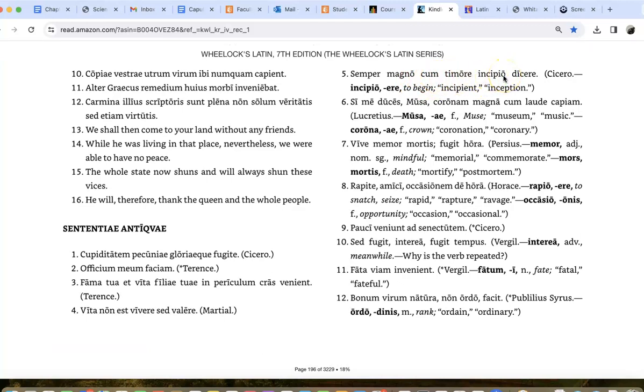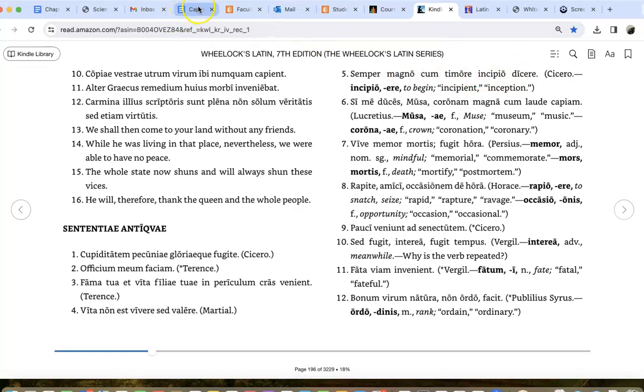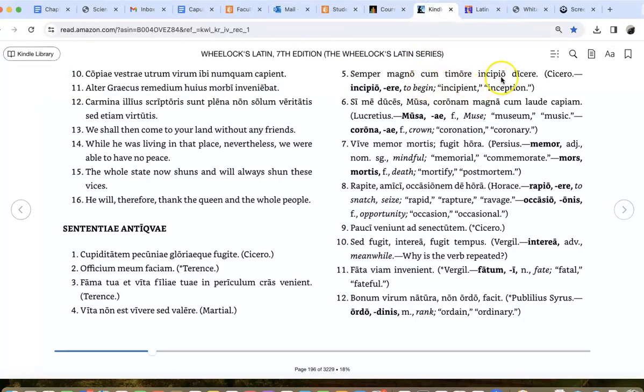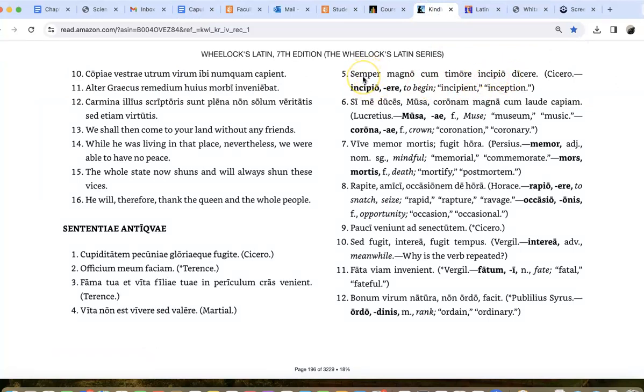Because incipio's I, I always begin to speak with great fear. So I, incipio, because it ends in O, that's a verb, and then always, semper, like Semper Fi, the bumper sticker. I always begin, because that's the meaning of the verb, to speak. There's our infinitive, our verbal complement. And then here we have with great fear.